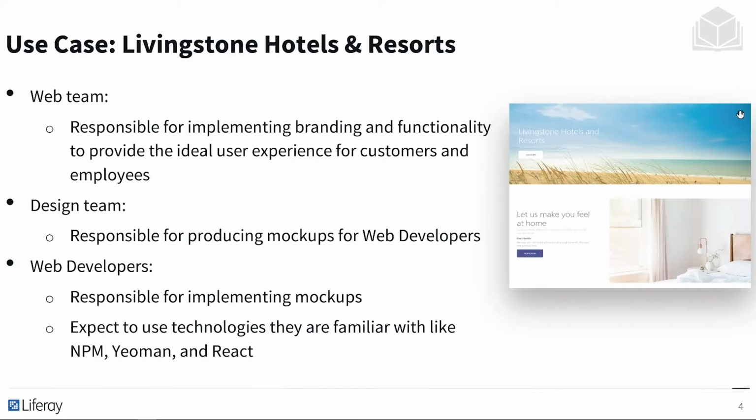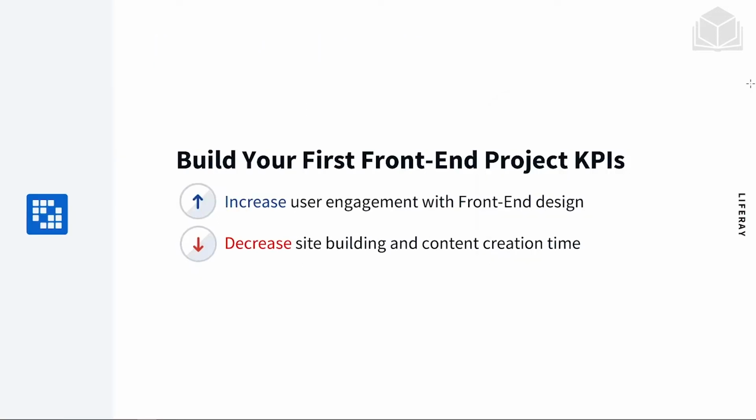We have our 3 teams that we should be keeping in mind for our Livingstone Hotels and Resorts use case. We have the web team responsible for implementing branding and functionality to provide the ideal user experience for customers and employees. There's the design team responsible for producing mockups for web developers. And then we have the web developers responsible for implementing those mockups, and they're expecting to use technologies they're familiar with like NPM, Yeoman, and React. For our KPIs, we want to increase user engagement with front-end design and decrease site building and content creation time.